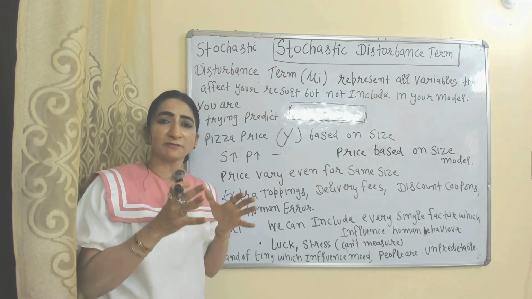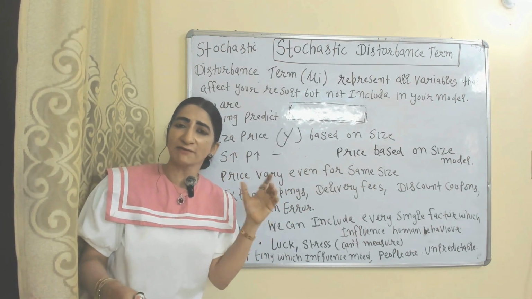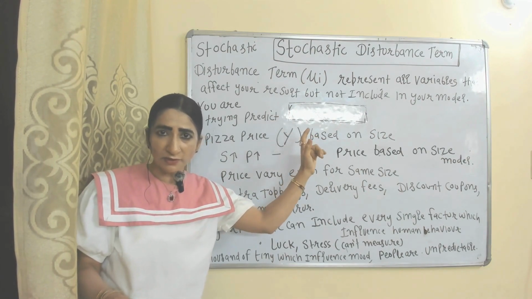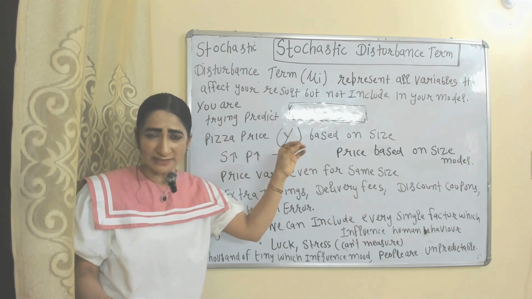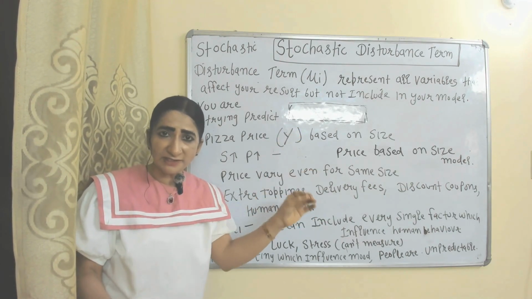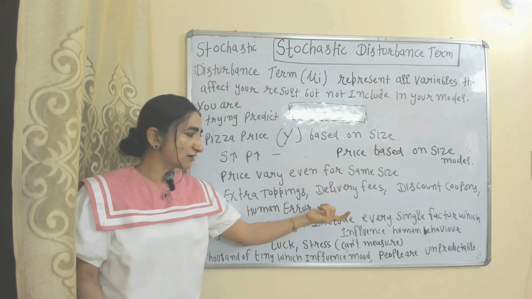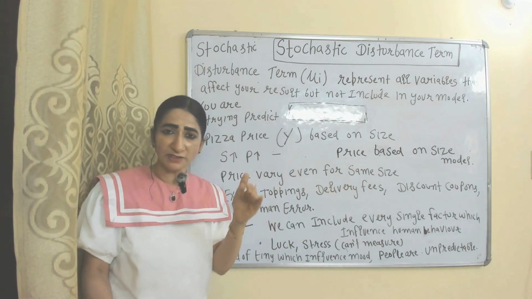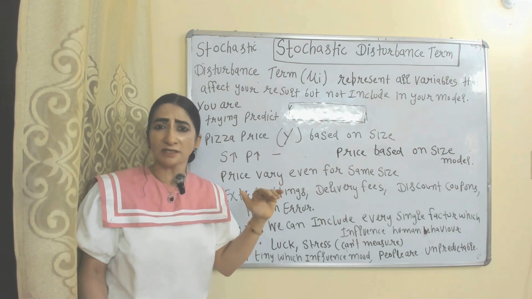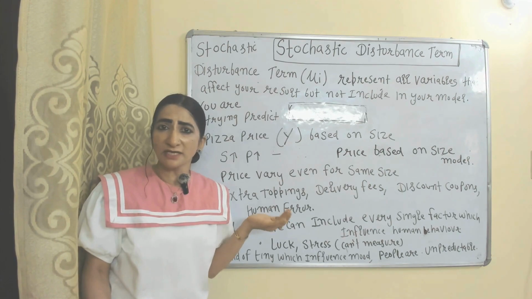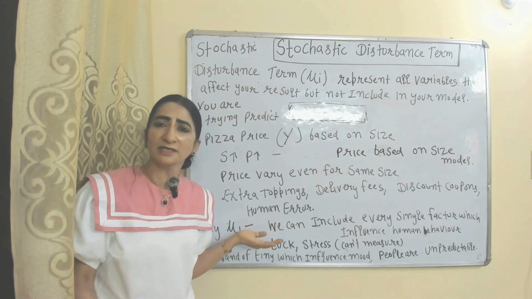There are so many factors which influence your dependent variable, but it is not possible to include each and every factor in the model. That's why we include stochastic disturbance terms. So we can say that stochastic disturbance terms represent all other variables which actually affect your result but are not included in your model. For example, we cannot include every factor which influences human behavior. There are thousands of tiny factors which influence human behavior. How can you include each and every factor in your model? You cannot include stress in your model. You cannot include luck in your model.